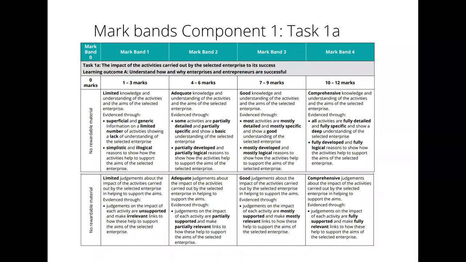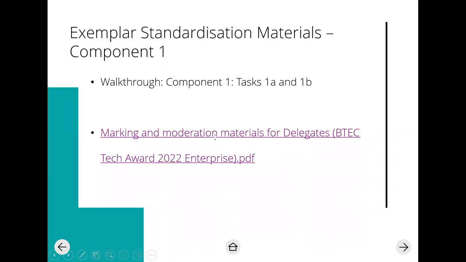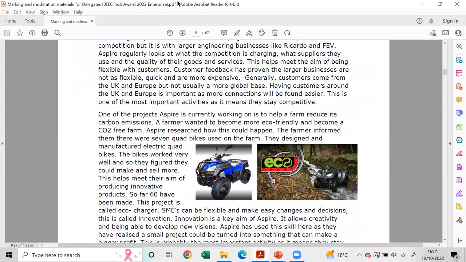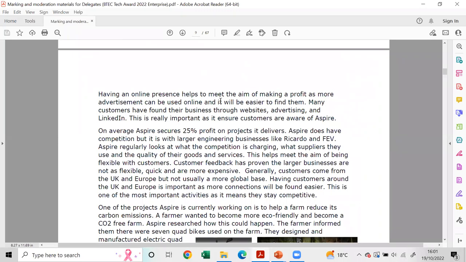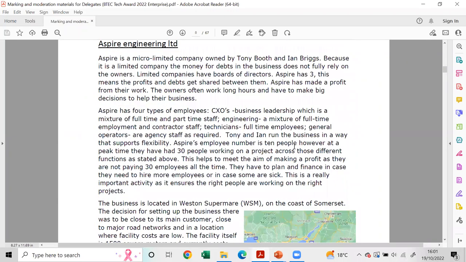Right, we've got mark band 2 again. It's a bit of a mix, isn't it? Right, I'm going to go back to it, and we'll just quickly talk about what the principal moderator said about this. Now, just quickly scroll through so that you can see what I'm doing.